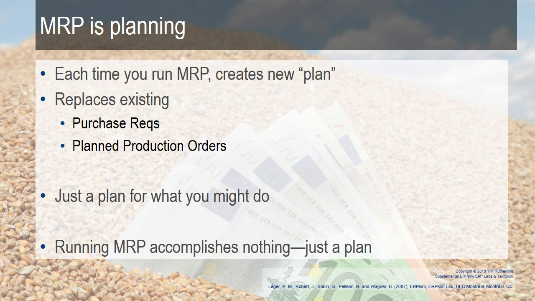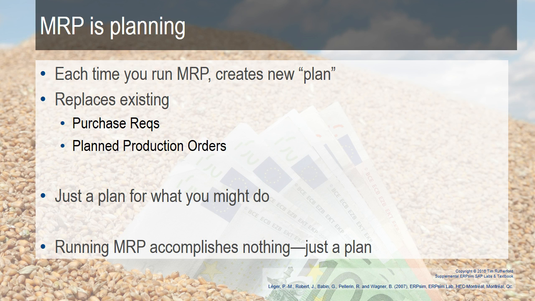So each time you run MRP, it creates a new plan. It replaces, it deletes the previous purchase requisitions. It deletes the planned production orders you may have created, and it makes a new one based on what's happening currently. The important thing to note is that it is a plan. MRP, the P is planning. So running MRP doesn't do anything. You can run MRP over and over and over, and all you're going to get is a new plan. So keep that in mind.